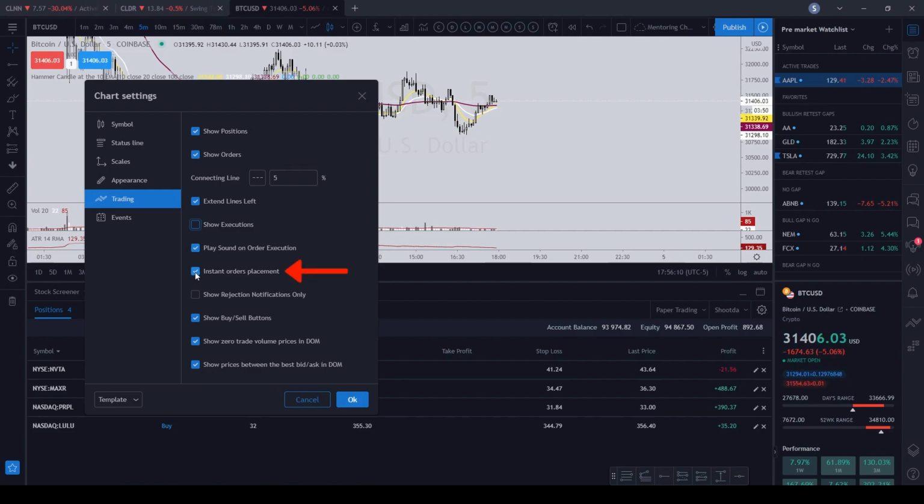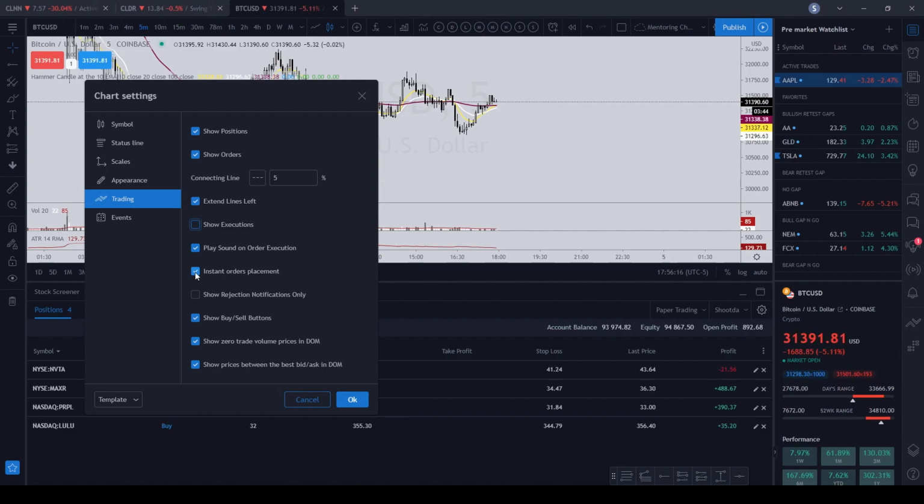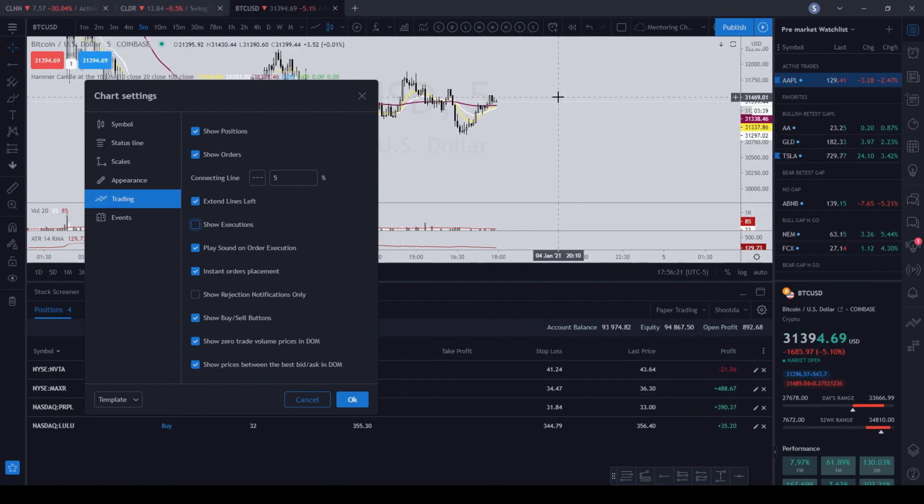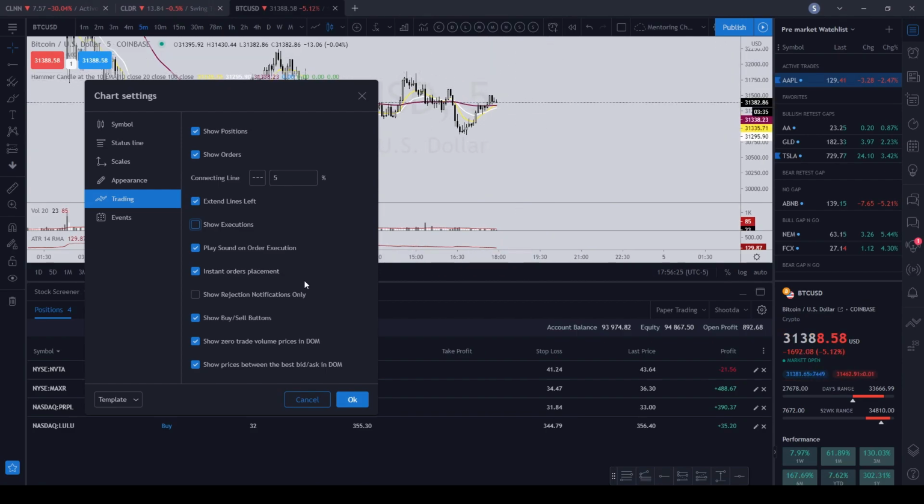And then the instant order placement. So what this does is basically eliminates the need for you to confirm your order. It makes it quicker. You can drag and drop on the chart your stops and your targets. You can drag them and it instantly moves them, and it just makes it quicker. So I usually select that as well.